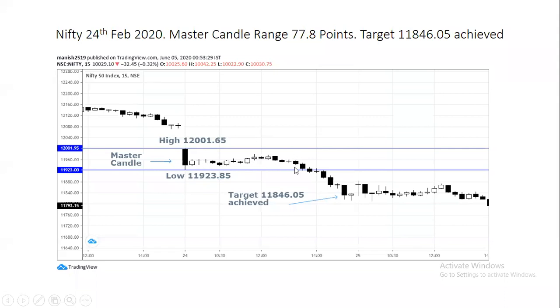We got healthy consolidation. See, up to 2 p.m., price is just moving inside master candle. I like to see such consolidation before I go for a trade, because breakouts, breakdowns work well after healthy consolidation. So from morning 9:15 till 2 p.m., you can see Nifty is completely flat, range bound, no major action. And look at the candle formation. Very small, tiny baby candles you can see. This is clear sign of consolidation going on. And finally, after 2 p.m., we got breakdown and 77 points move we got on downside.